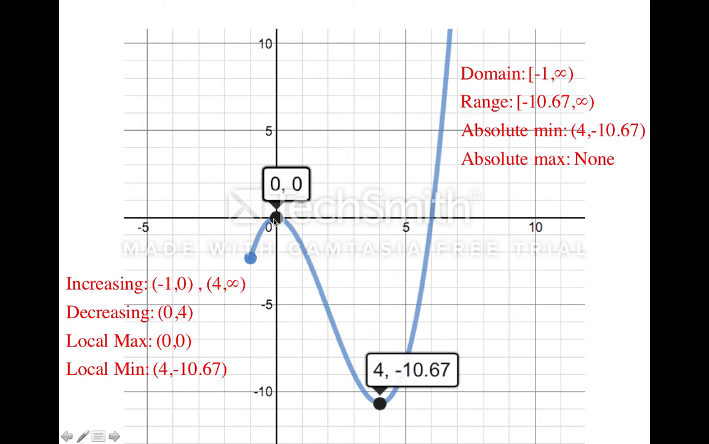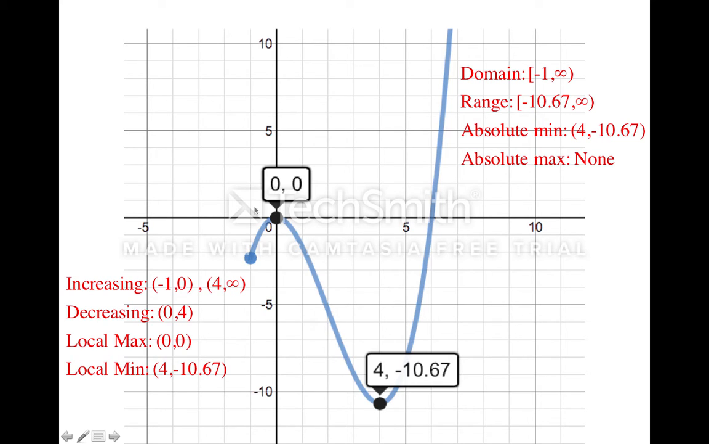Increasing from -1 to 0 and from 4 to infinity. Decreasing between 0 and 4, x values. Local max, right here, switch from increasing to decreasing. Local min, right here, switching from decreasing to increasing. There's no absolute max. There is an absolute min.